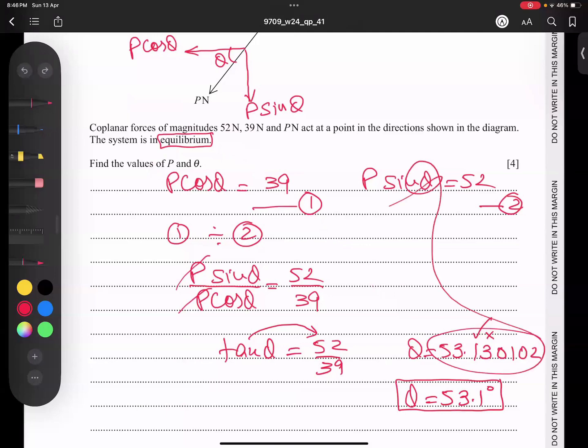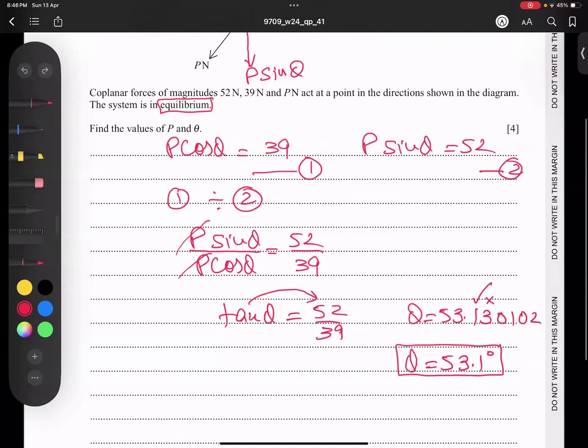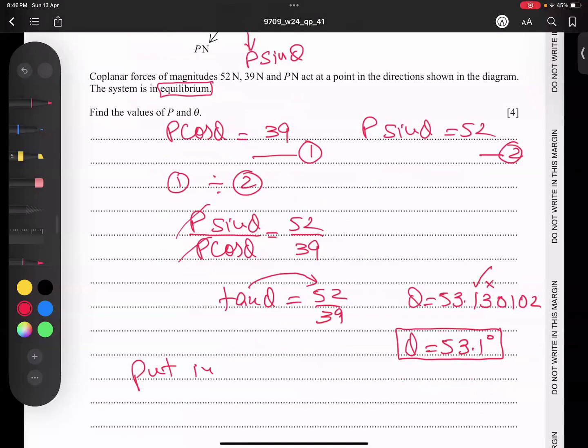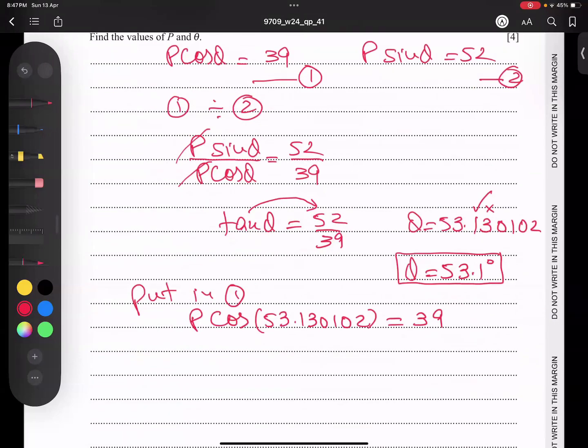So this angle, either I plug it in here or here. I'm going to put it in 1. So P cos theta, and for theta, I'm writing the long answer for more accuracy. When it goes down, if you use 53.1, maybe you will lose accuracy. So that is why, to increase the accuracy level, we have to type the long value.